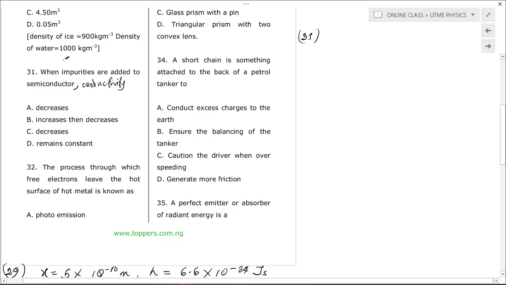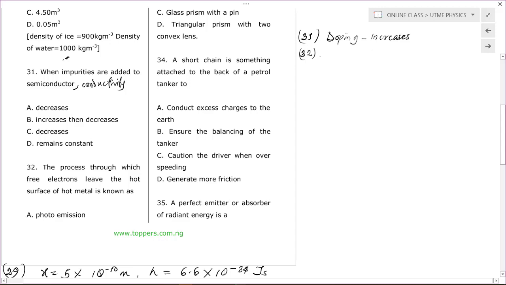What we do for this is called doping. We dope the semiconductor. Basically, it is to increase its conductivity. But the option is not there. You see that A, B and C, they wrote the same thing, decreases. So that is the problem we have there.